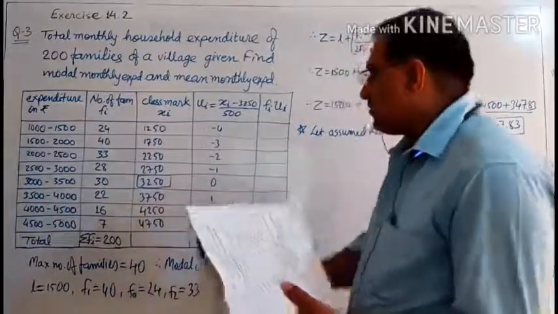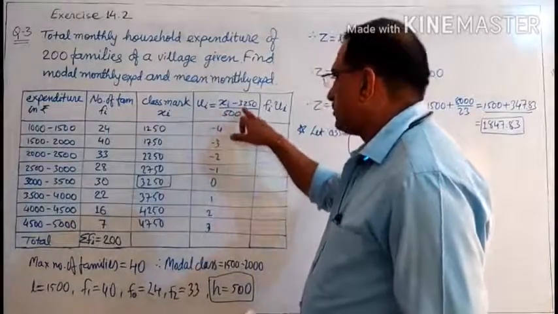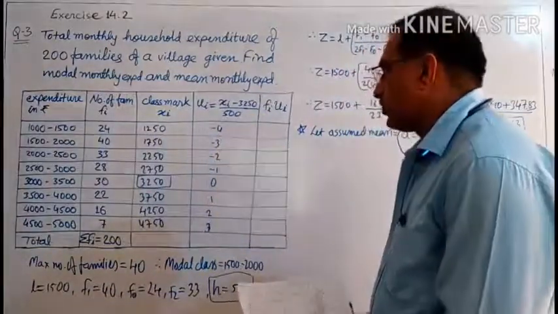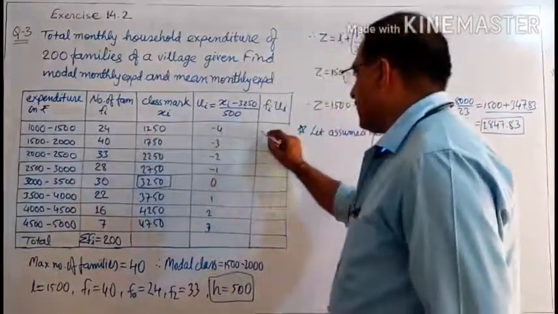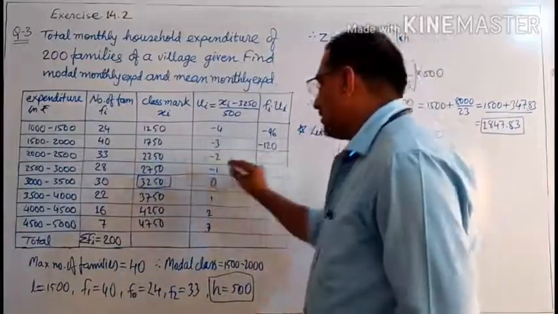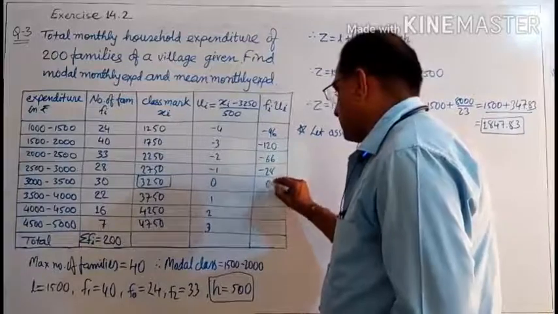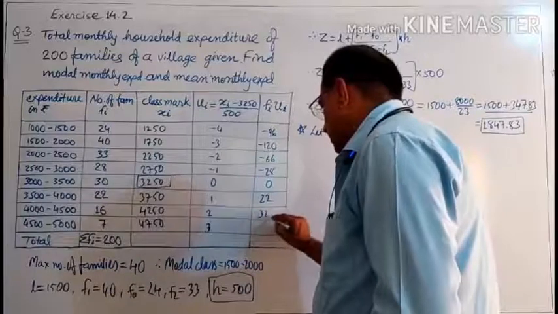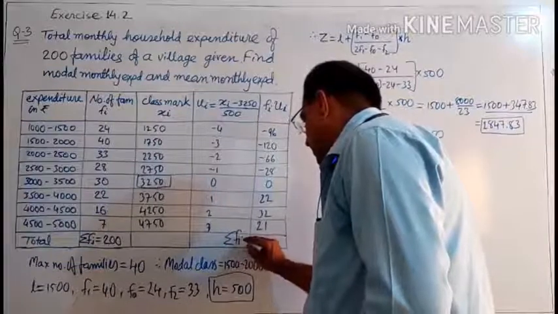This is a continuous frequency distribution with equal class length. For the first one, 1250 minus 3250 is -2000, divided by 500, that is -4. Then next -3, -2 and so on. So now let us go for fiui. 24 4s are -96, 43 3s are -129, 33 2s are -66, 28 1s are -28, then 0 into 30 is 0, 21 1s are 21, then 16 2s are 32, and then 7 3s are 21. So here is the summation of fiui.